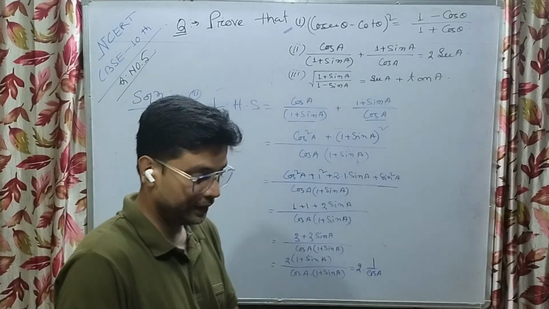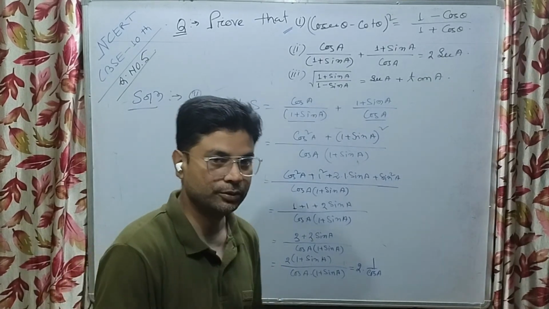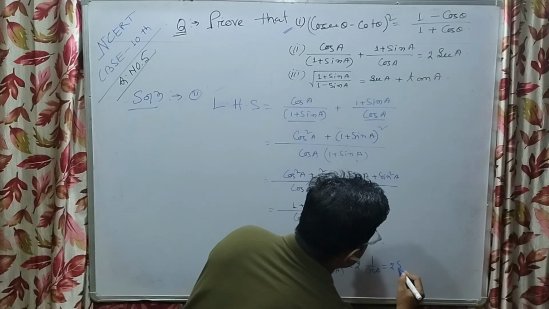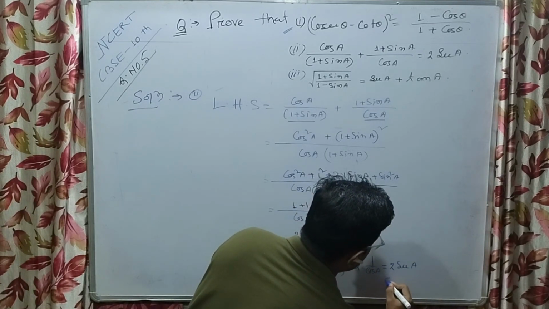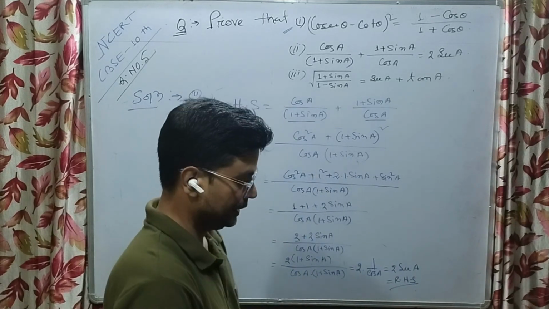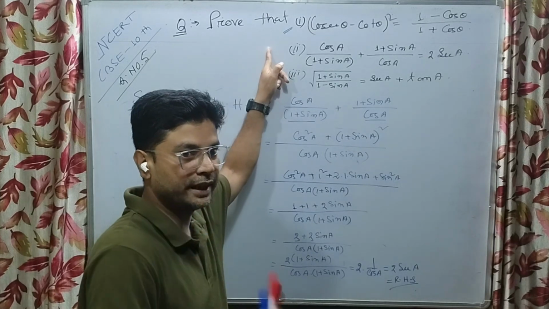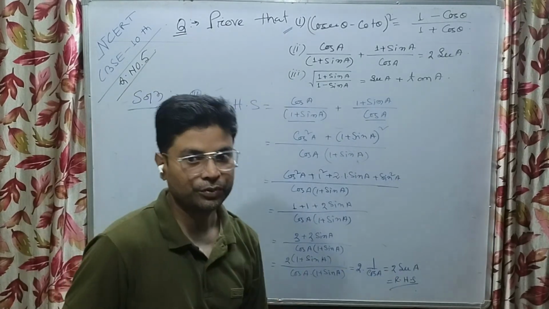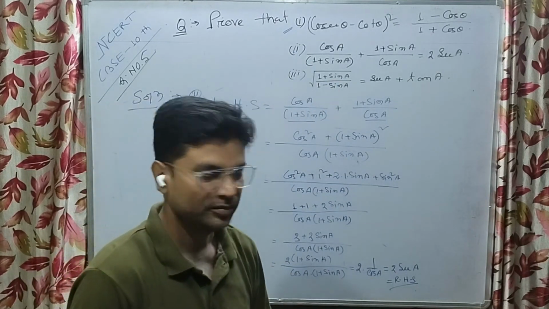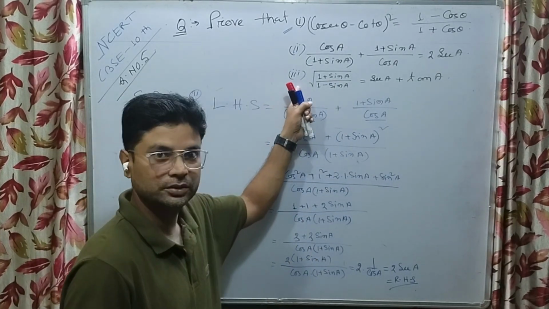Again, 1 by cos A is equal to what? I have discussed all this. 1 by cos A is equal to sec A. Now I will write twice sec A is equal to right hand side. This is the proof of the second trigonometric problem. Okay, from your textbook, Exercise 8.4, Question number 5, 2. And I will solve the third question.